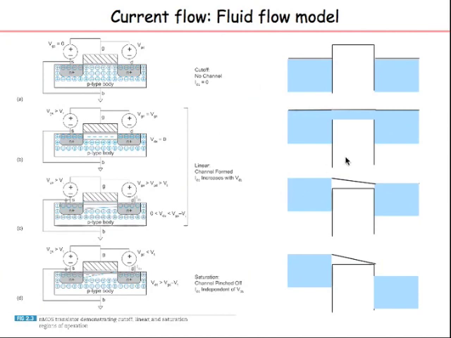That's fine, but nothing happens unless I make the height of the two reservoirs different. I won't have water flow. Similarly, unless there is a potential difference between drain and source, even though the channel is formed, there will be no current. When I apply a potential difference between source and drain, since it's now a conducting channel, I will have flow of current, very similar to here.